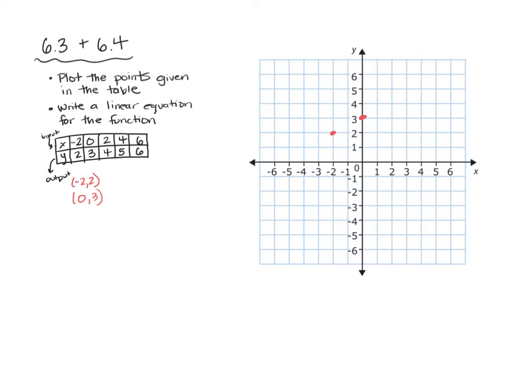Perfect. Now I'm going to do my next 2 points in blue. My next 2 points are 2, 4 and 4, 5. Remember, when you write your points, you always write them x and then y. So let's plot 2, 4 and then 4, 5. Perfect. And my last point is 6, 6. So I'm going to go to 6, 6.